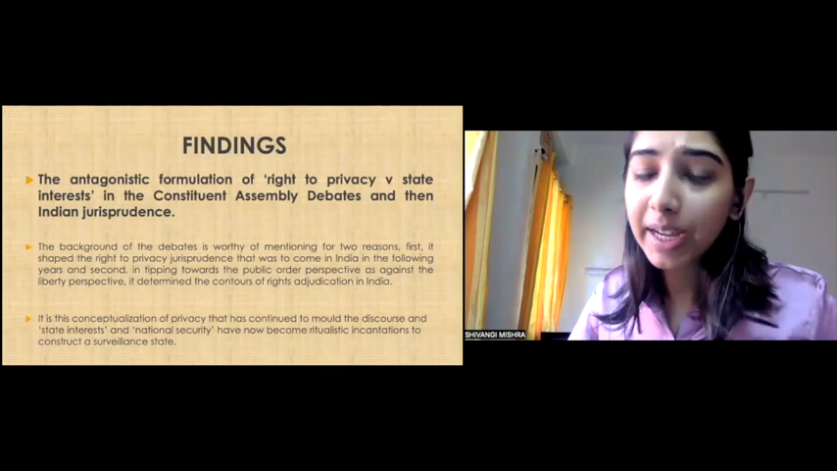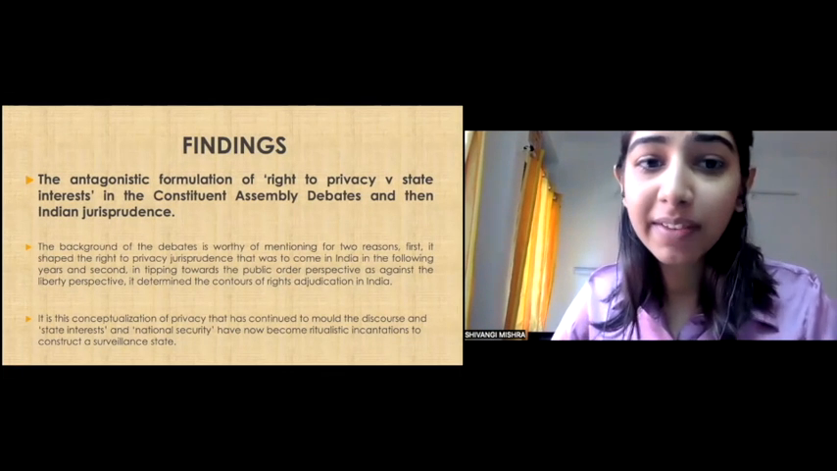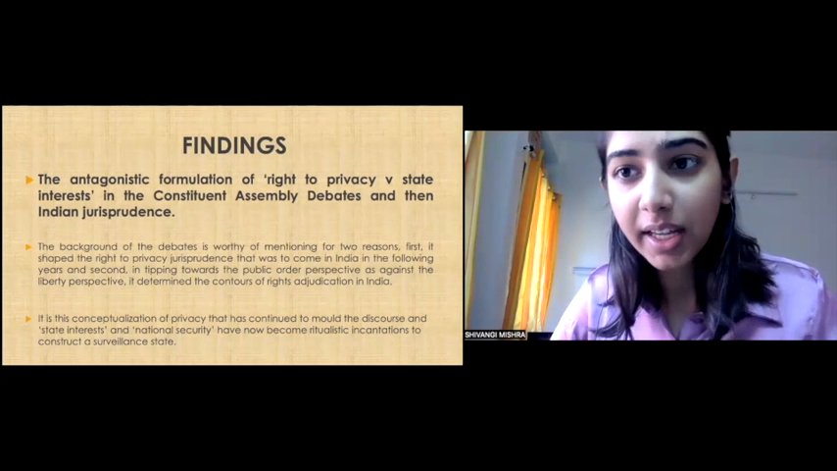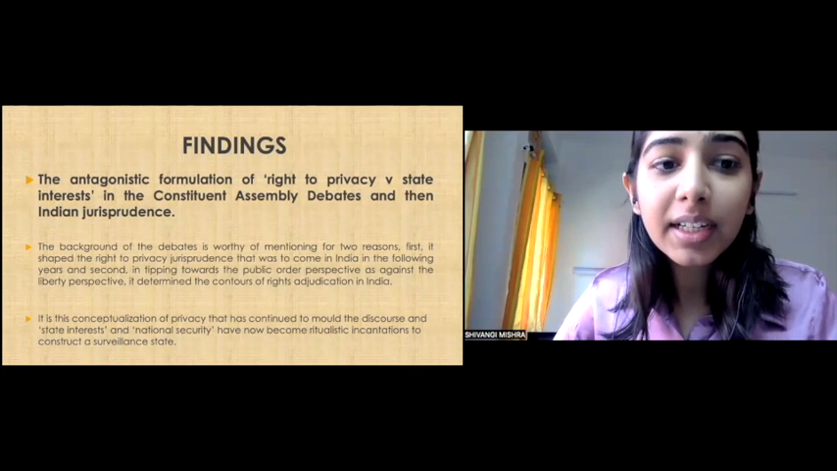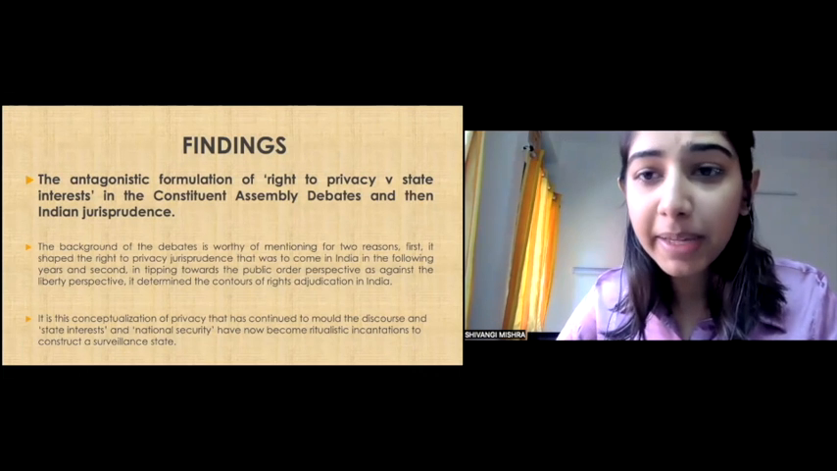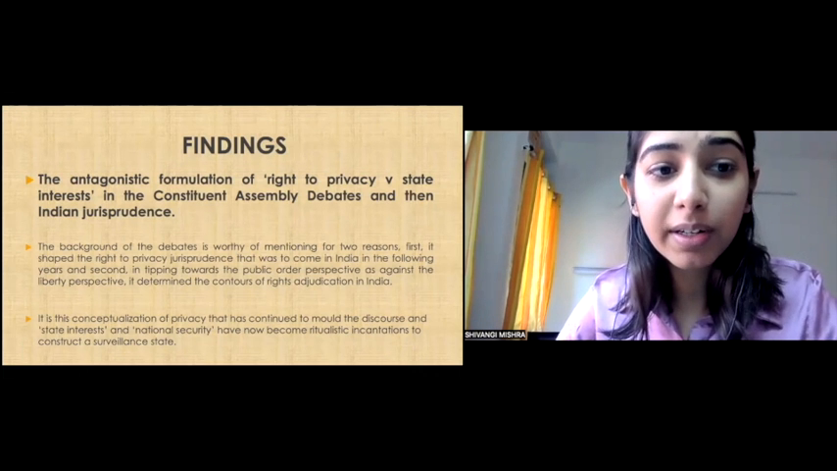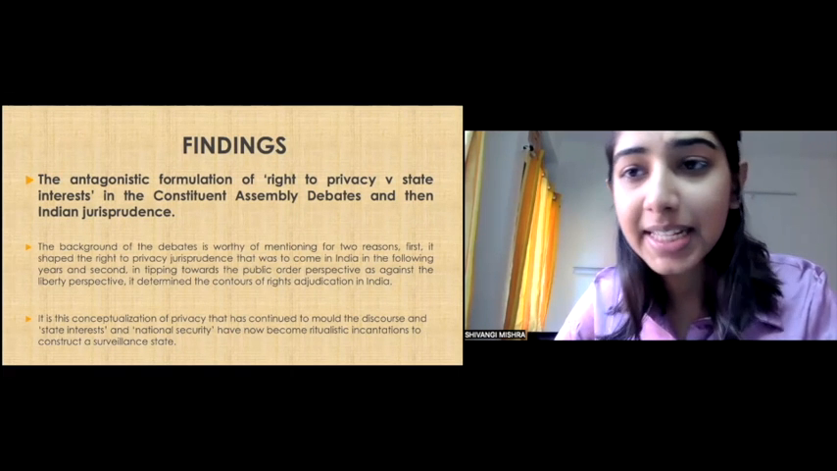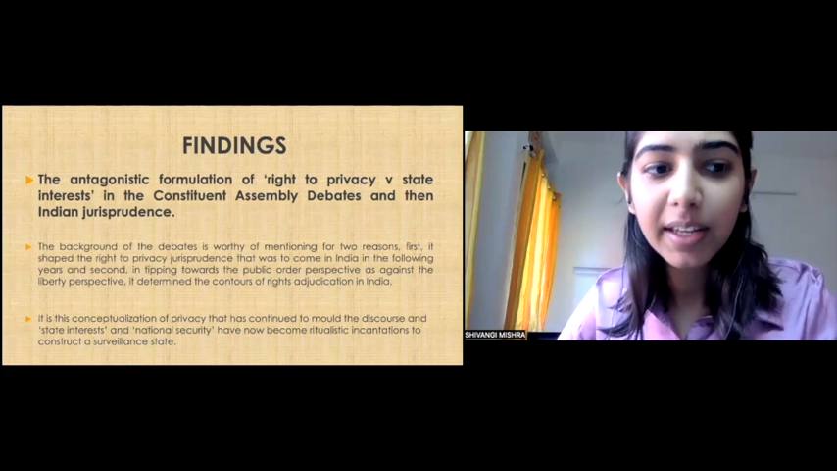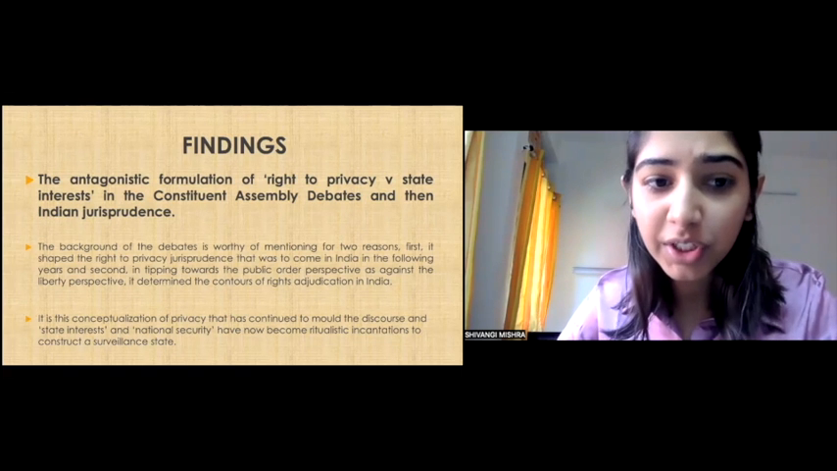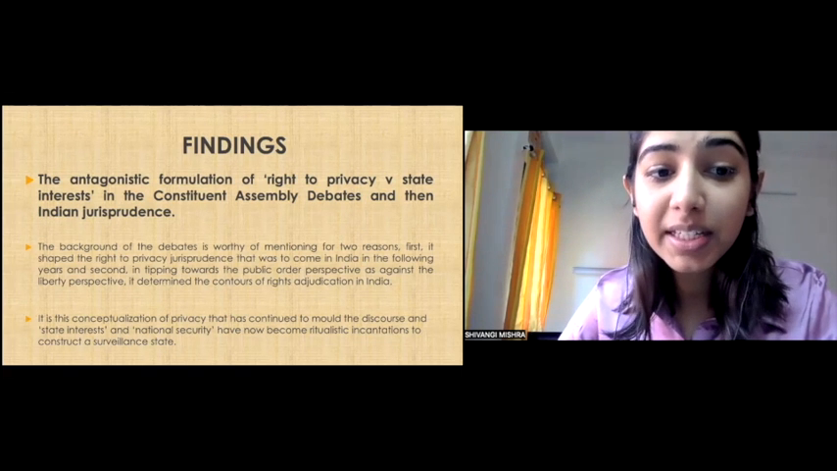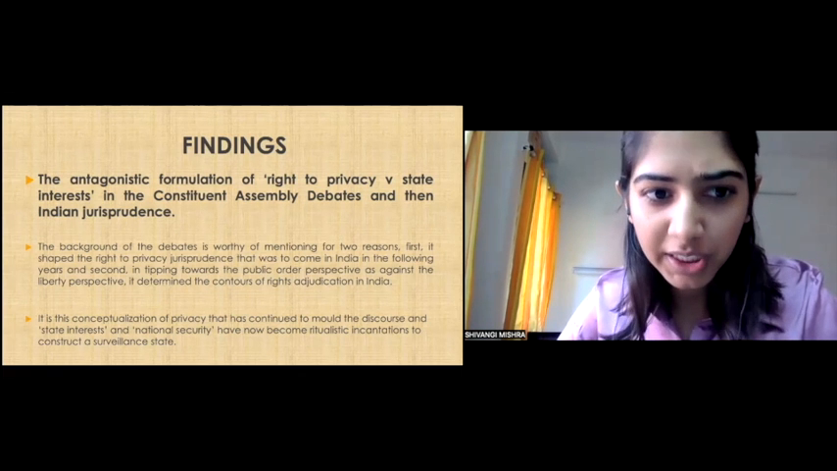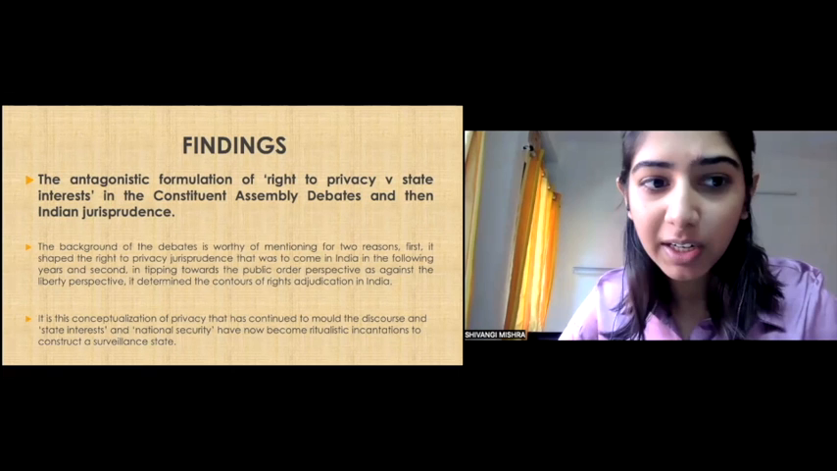Now, the right to privacy trajectory is an important development in conceptualizing how privacy was first envisioned. In India, starting from the constitutional debates, the shaping of the right in the courts suggests an antagonistic formulation of the right as against security and state interests. And it's noteworthy to mention that the lack of an explicit reference to the right to privacy in our constitution was not a mere omission, but a conscious decision by the drafters.